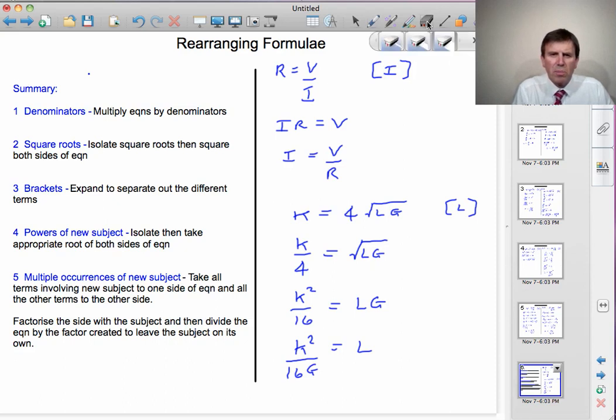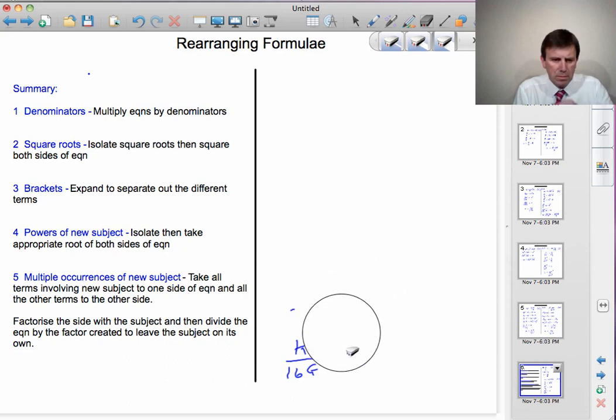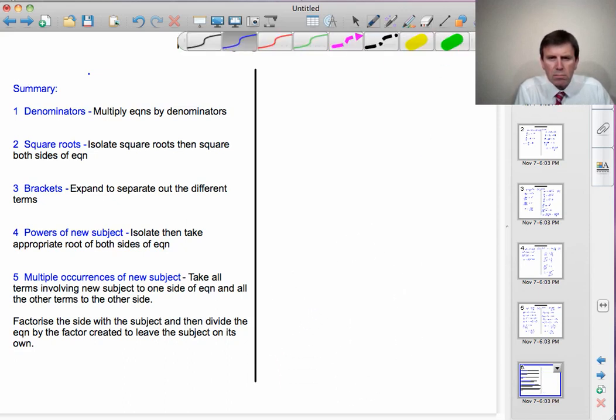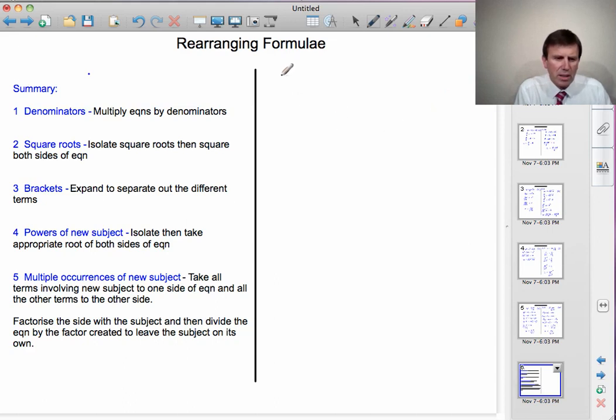Let's just clear the page. I move on to look at brackets. Suppose I have 3x minus p is equal to 2x plus q. And we wish to make x the subject. Well, the advice here is to expand to separate out the different terms.